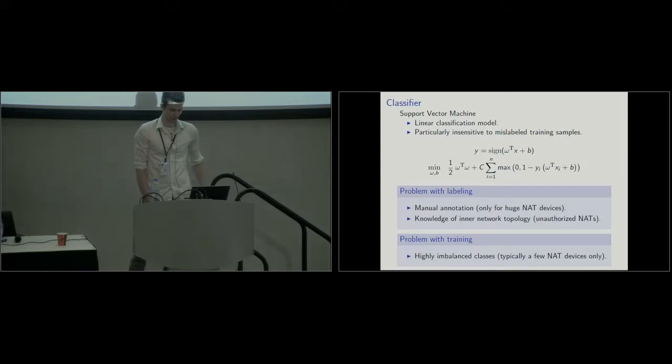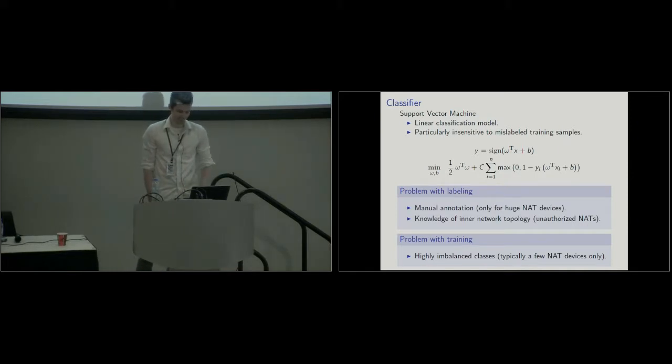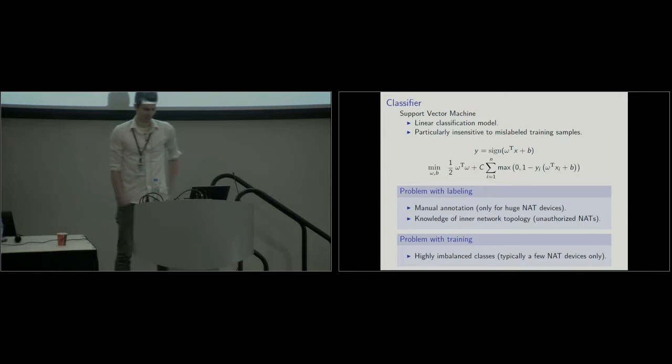And even if the network administrators have a knowledge of inner topology, there still can be unauthorized NAT devices. And even if somehow we gain the labeled data, there is another problem with training because the data are usually highly imbalanced. This means that there are far fewer NAT devices compared to the number of end hosts, which makes a problem for training. In the best scenario, we would like to have rich samples from both classes of behavior.